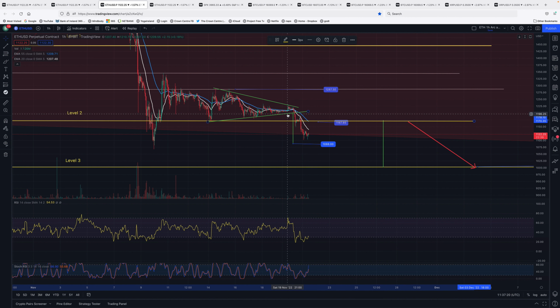So, long story short, the main idea is that the trend is down. The second idea is that the trend down is not complete, and we are going to move lower. We are going to move lower for Ethereum and for Bitcoin. This is where I stand, and this is what I'm trading at the moment.